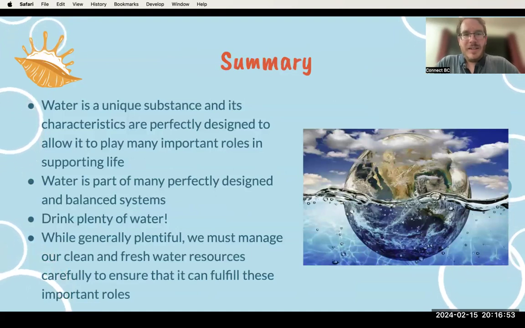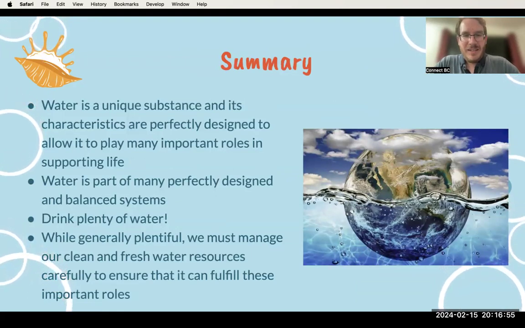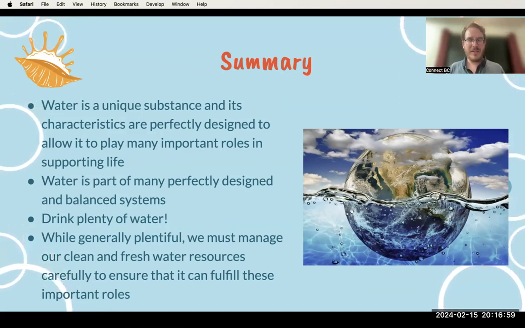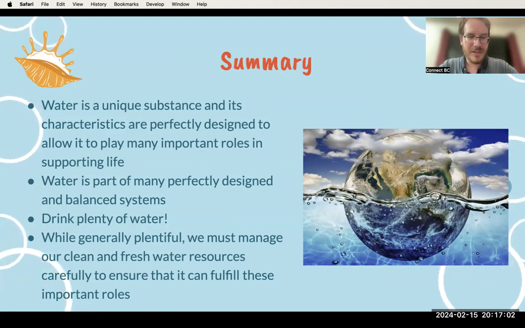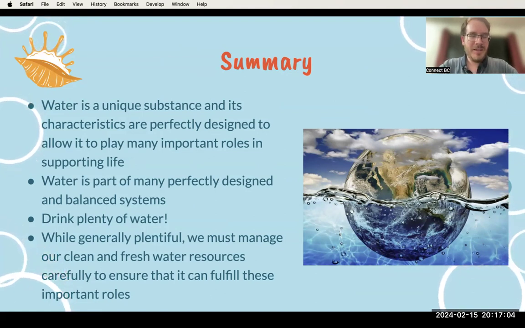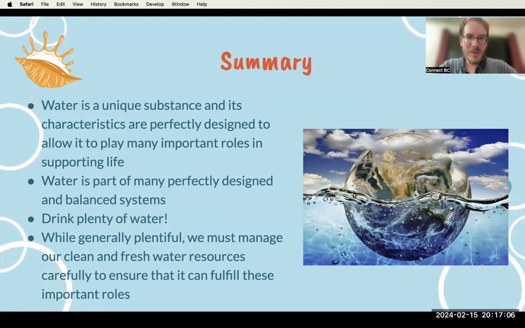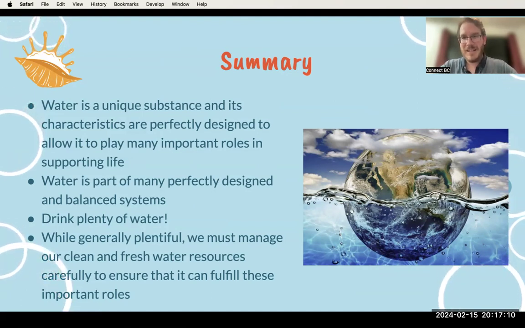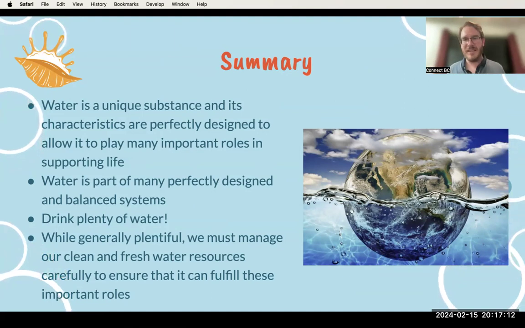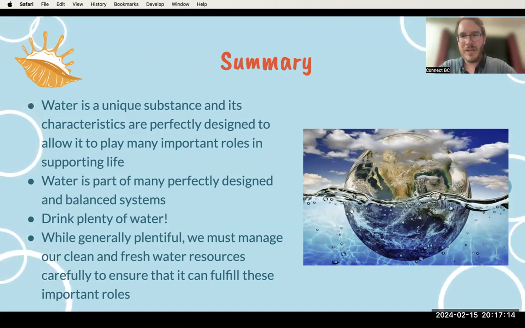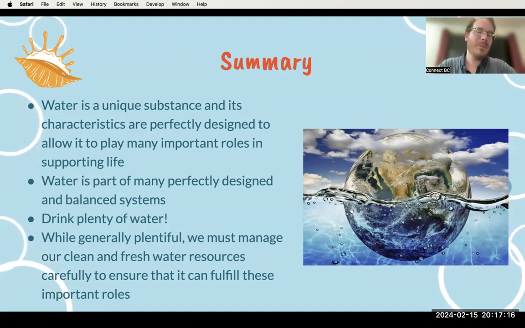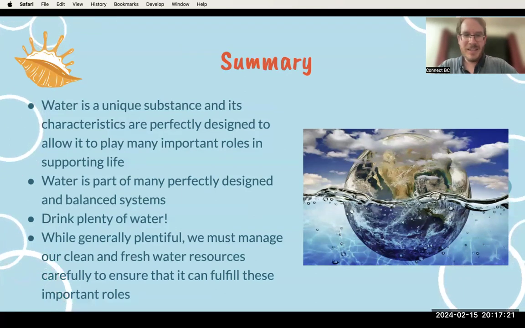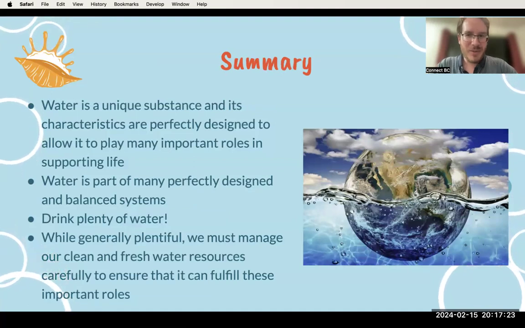All right, so in summary, water is unique and its characteristics are perfectly designed, which allow it to play all those important roles. And there are many more that I didn't have time to talk about. So water is clearly part of a really perfectly designed and balanced system. God has really outdone himself in just making one substance that does all these things. It just happens to be everywhere. It just happens to be safe. It just happens to be important. And it's just this all-round superstar that can do everything.